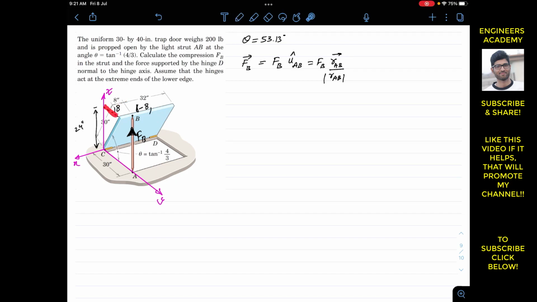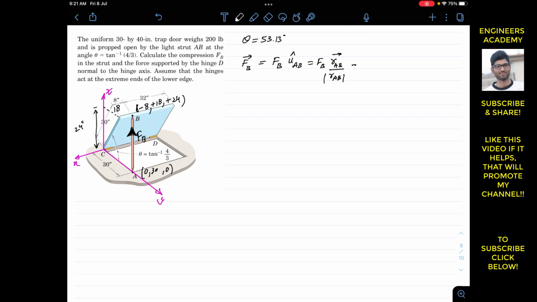Then this distance is 18 inches in the positive y, so +18, and 24 inches in the positive z, so I will write +24. These are the coordinates of point B. Now the coordinates of point A are, since point A is on the y-axis, its x coordinate is 0, its z coordinate is 0, and its y coordinate is 30 inches. So this is 30. So these are the coordinates of points A and B.